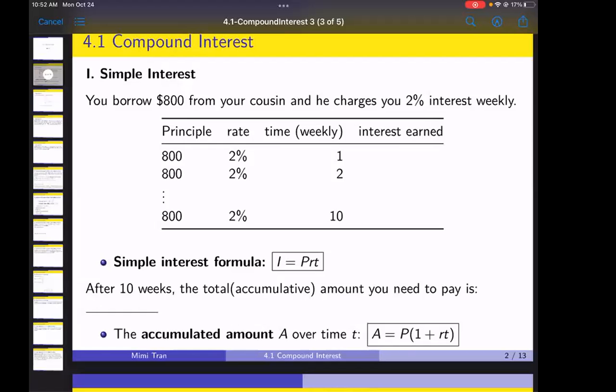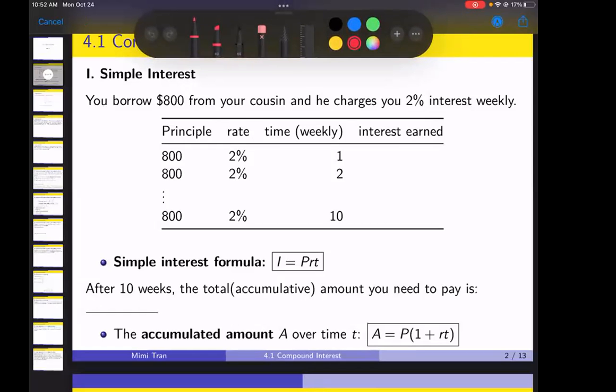So after 1 week, how much did he make off you? Yeah, $16, because you take 800 times 2%, which is 0.02, times 1, which is $16.